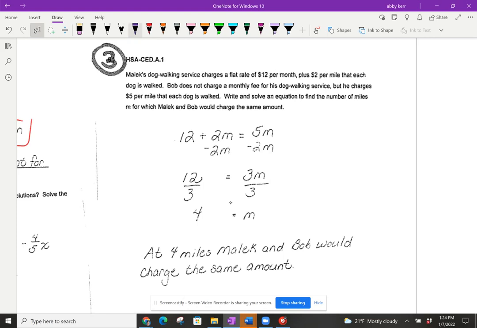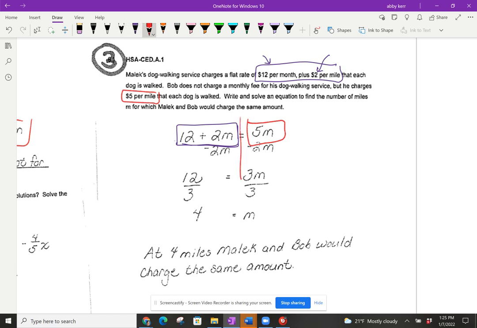For this problem, this is a word problem where you have to set the two parts equal to each other. So we're looking for the m value, which is the rate. So this is happening over and over again. This is a one-time fee of $12. So Malik's equation is here. But then Bob is also doing the $5 per mile. So his equation, or his expression, I guess I should say, is on the right-hand side.